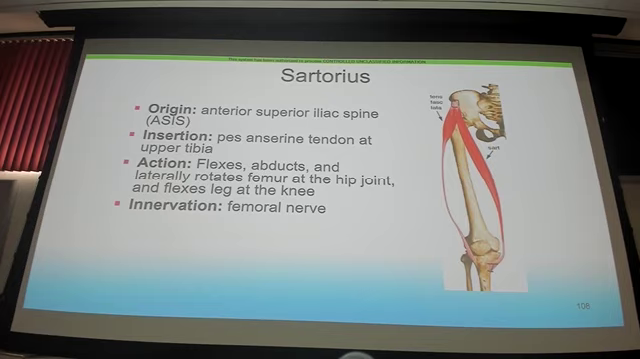It's a little more unique because we're going to have a slide later that lists three muscles that are part of what's called the pes anserine group. And they are important because those three muscles, one from each compartment of the thigh, tie in together in what's called the pes anserine, and it helps to stabilize the medial side of the knee. So sartorius can flex, abduct, and laterally rotate the femur at the thigh. And it is also femoral nerve.